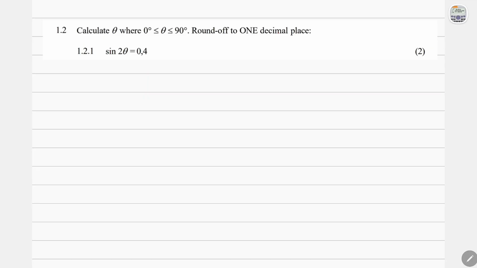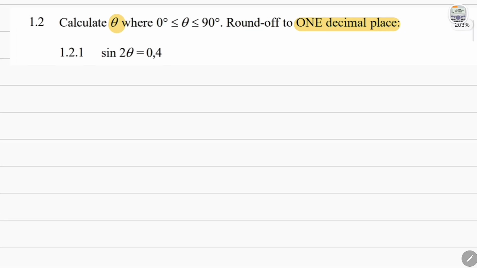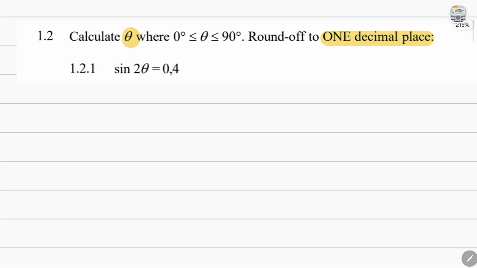Question 1.2 says, calculate theta where theta is greater than or equal to 0 degrees but less than or equal to 90 degrees. And we're going to round off to 1 decimal place. So just remember that. These are equations, and we are finding the value of theta where theta is in the first quadrant. So you don't have to consider any other angle. All our angles are going to be acute, between 0 degrees and 90 degrees.